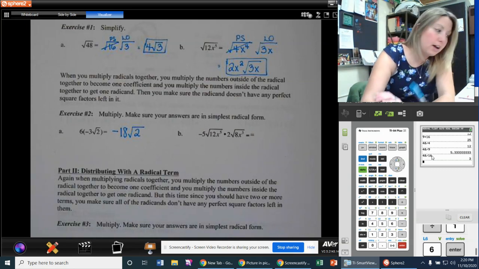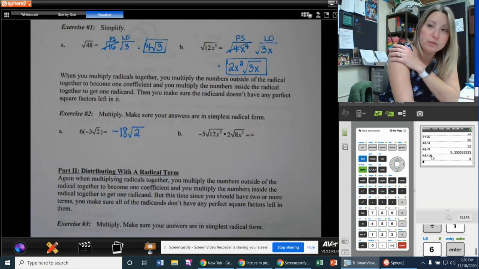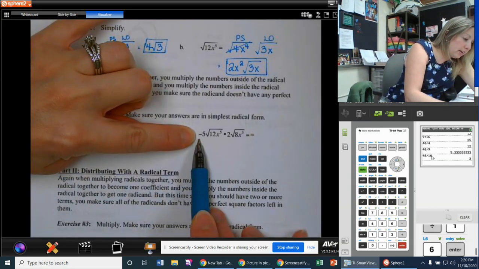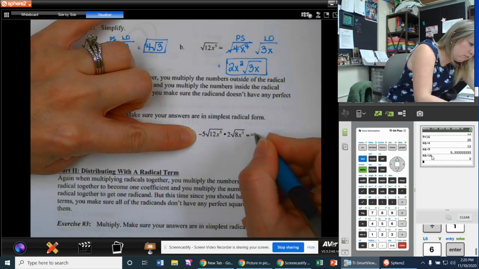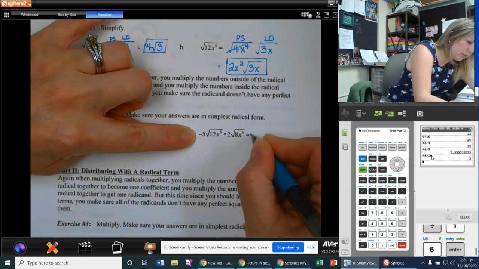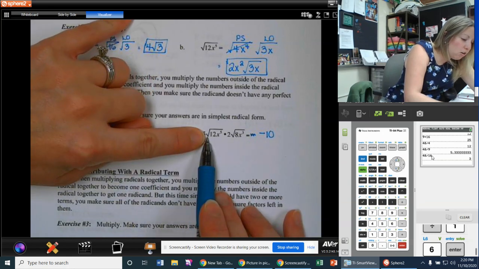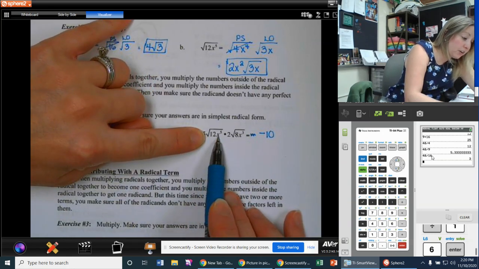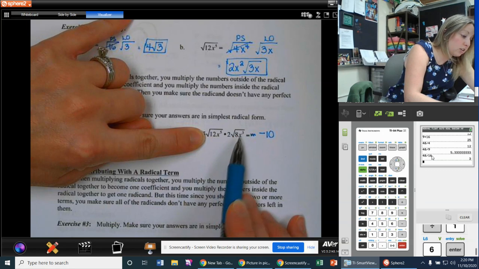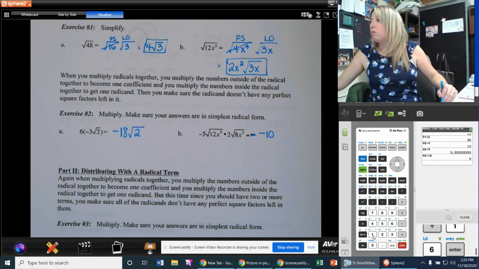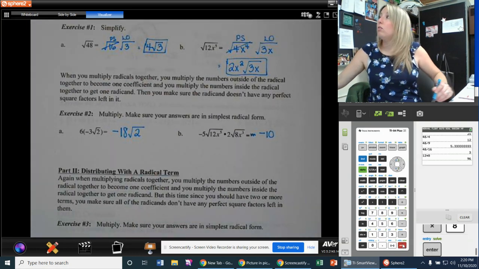Unfortunately, more often than not, this is the kind of thing that happens. So outside numbers multiply together. Negative 5 times 2 is negative 10, radical 12, 5, x to the 5th, and radical 8x to the 3rd. Okay, so multiply the numbers together first. 12 times 8, in case you don't know. It's 96.